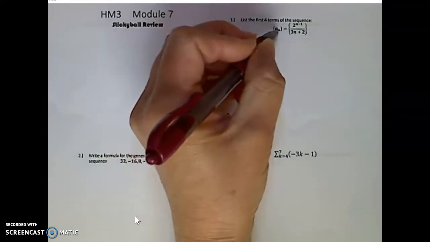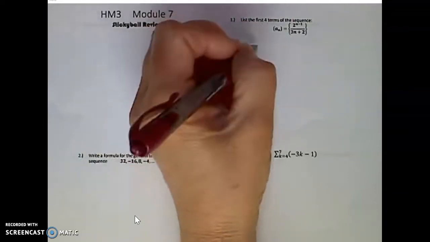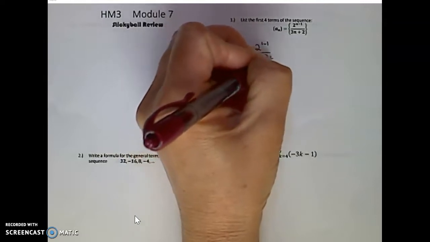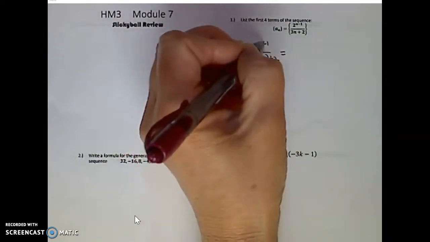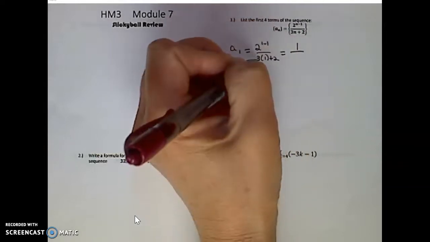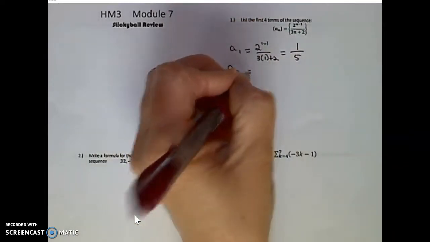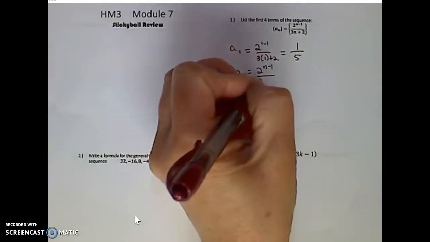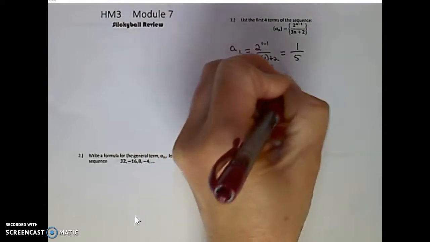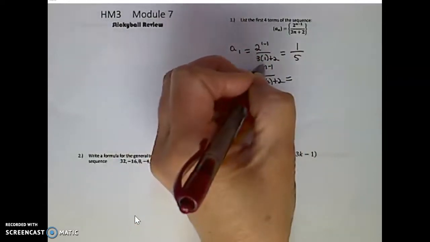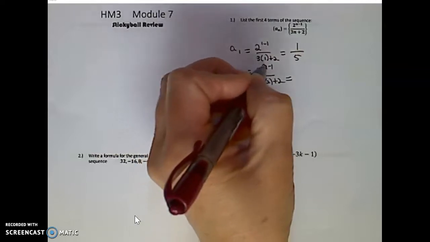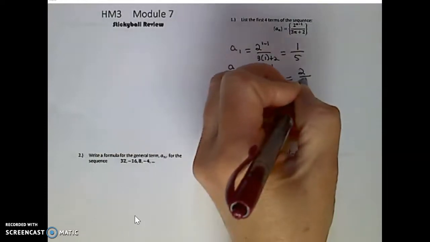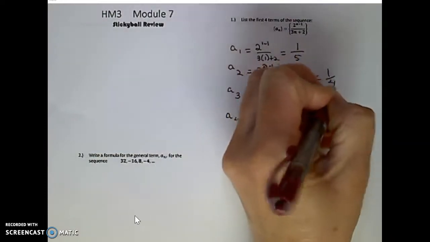Remember, for a sequence, the subscript is your input. So for a sub 1, I plug in 1: 2 to the 1 minus 1 over 3 times 1 plus 2. And I get 2 to the 0, which is 1, over 5. For a sub 2, I plug in 2: 2 to the 2 minus 1 over 3 times 2 plus 2, which is 2 to the first over 6 plus 2, which is 8, and I simplify and I get 1/4.